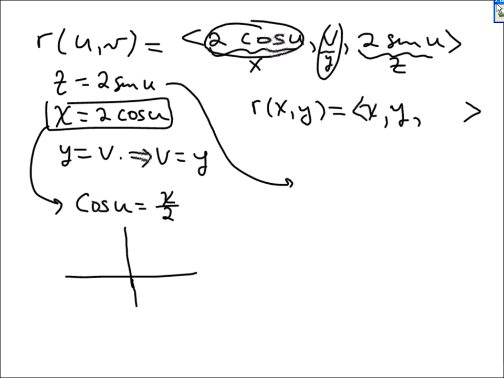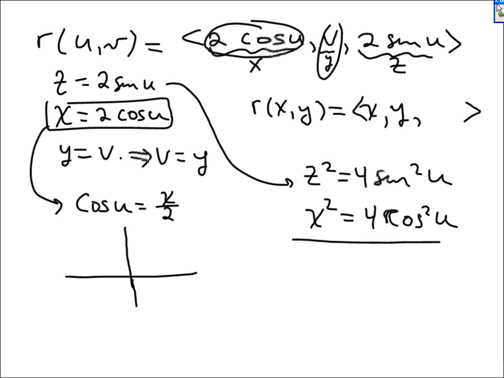If I square both sides of the z equation, I get z squared is equal to 4 sine squared u. If I square both sides of the second equation, x equals 2 cosine u, I get x squared equals 4 cosine squared u. If I add these two equations, the left side is x squared plus z squared. The right side is 4.